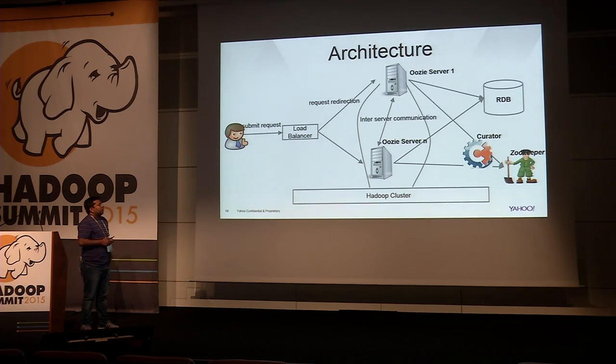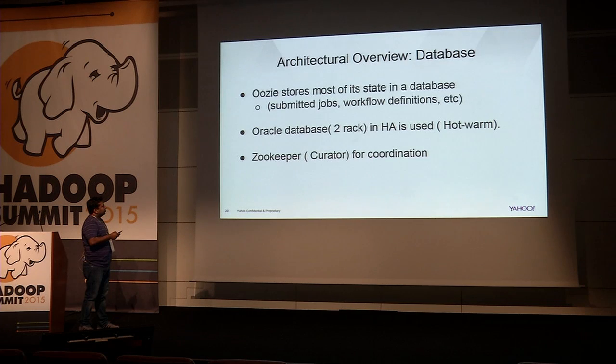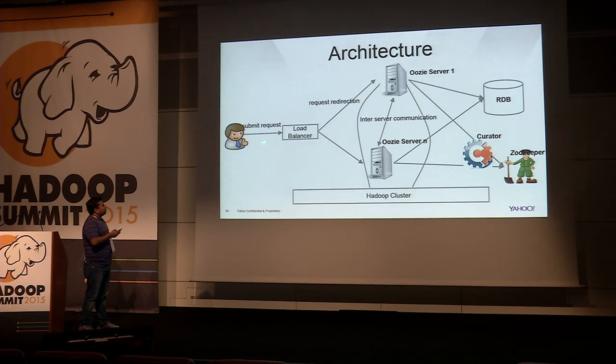This is a simple diagram representing Oozie in HA. There is a user who submits a request, which goes through the load balancer to one of the Oozie servers. Then the Oozie server also talks to other Oozie servers, and we'll see why they need to talk. We also have an Oracle database, which is also in an HA RAC system. We use Zookeeper, which is also in a quorum, and the Hadoop cluster.